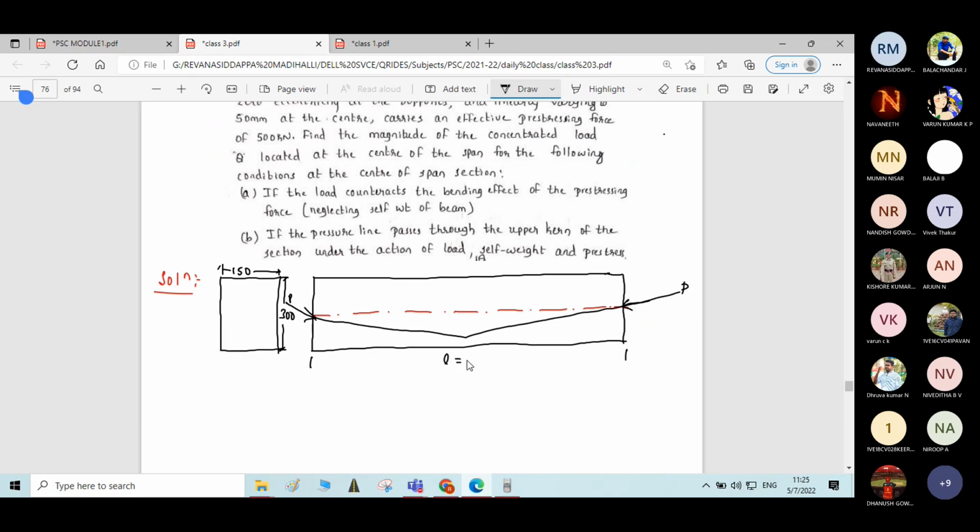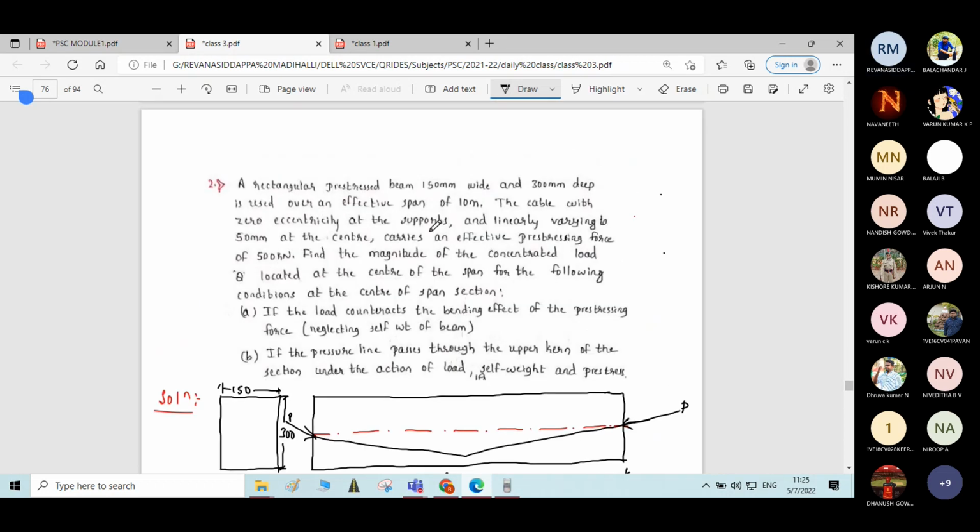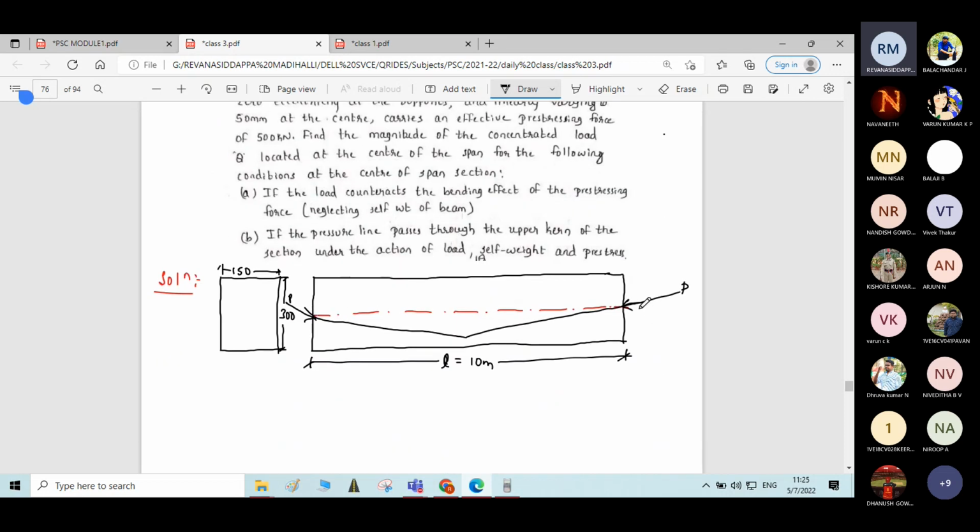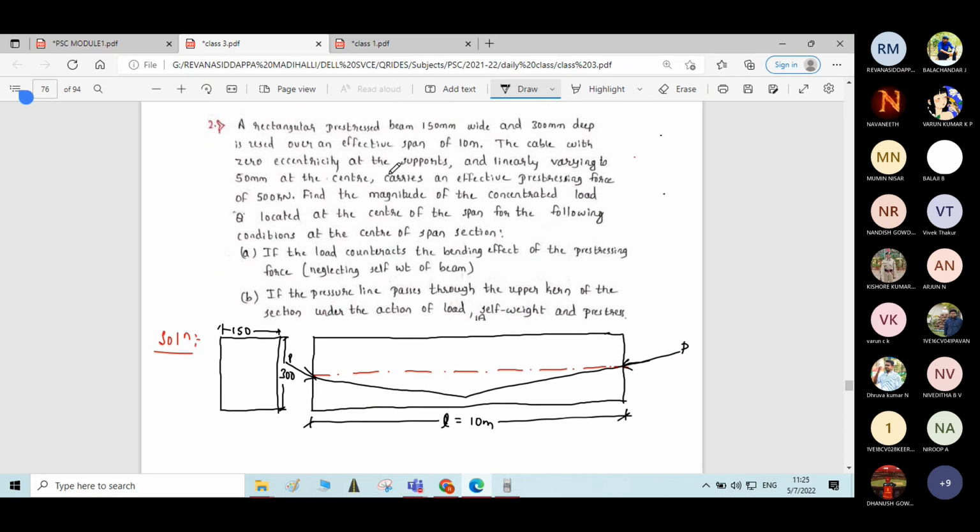L is equal to 10 meter. Then the cable with zero eccentricity at support. Okay, at support eccentricity is 0 and linearly varying to 50 mm at center. Okay, here you can see the cable is linearly varying to 50 mm at center, carries an effective prestressing force of 500 kilonewton.